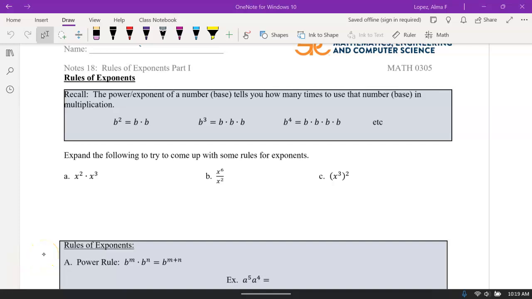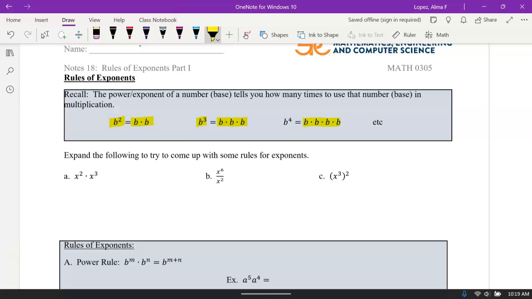Okay, so today we're going to look at Notes 18, Rules of Exponents, Part 1. First of all, when we're dealing with exponents, let's go ahead and talk about what that means. If you have a b squared, what that actually means is that there were two b's that were multiplied together. Likewise, if you have a b times a b times a b, you have b to the third. The exponent tells you the number of times that that number was multiplied.